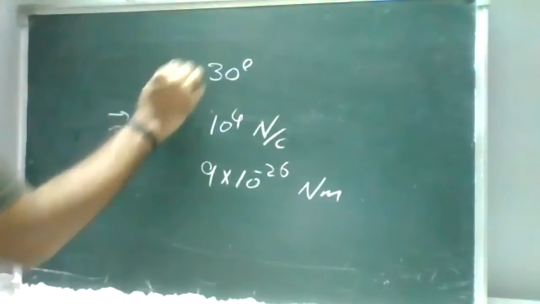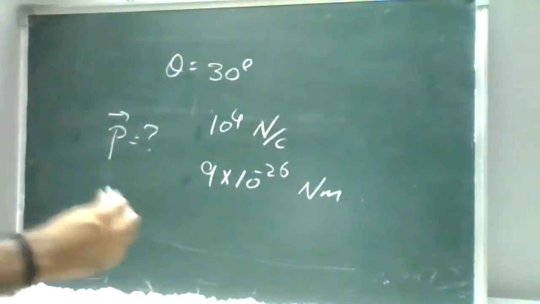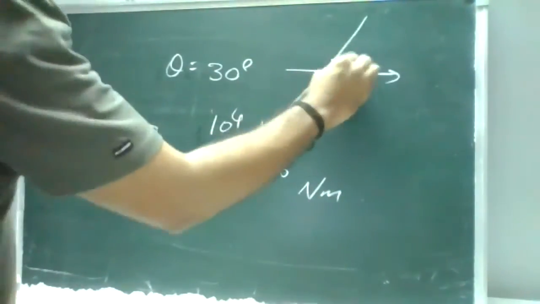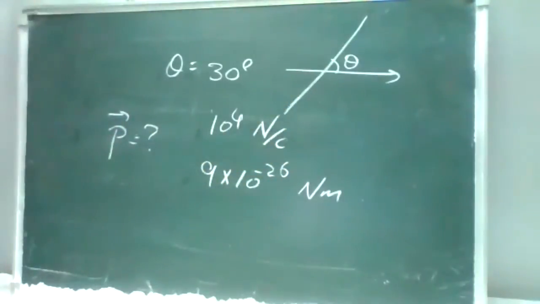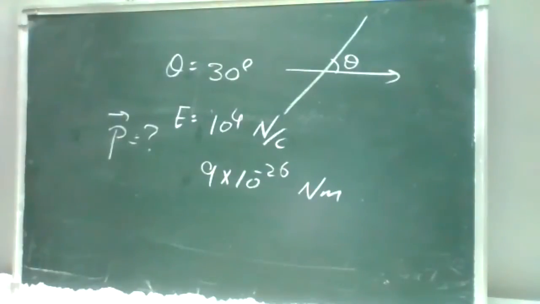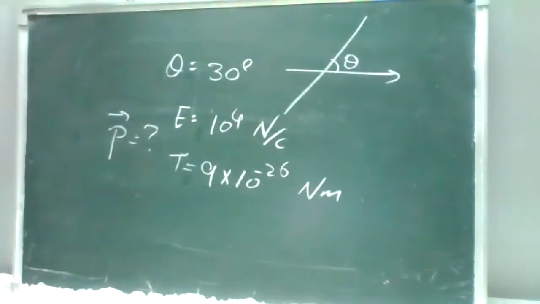So here the data given is theta equal to 30 degrees, with respect to the electric field. So this is the electric field, and this is your dipole, and this is your angle theta. Now the electric field E is equal to 10 power 4 Newton per Coulomb, and the torque is given: T is equal to 9 into 10 power minus 26 Newton meter. We need to find the dipole moment P.